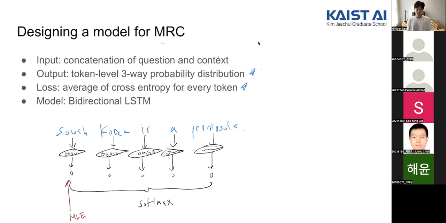Okay, so biotagging works by classifying each word into B, I, or O. So for instance, if you want to actually extract South Korea, then South will be B and Korea will be I.